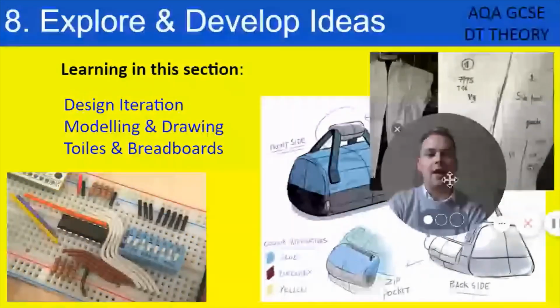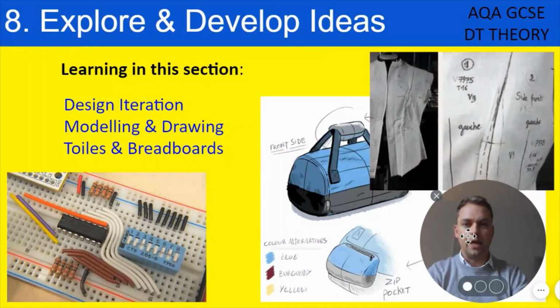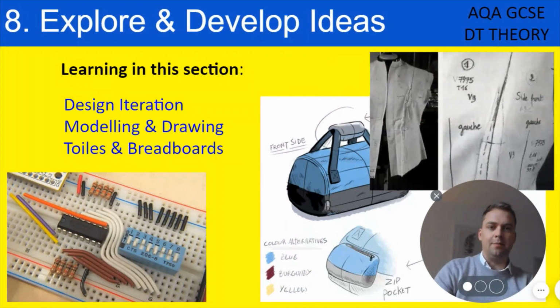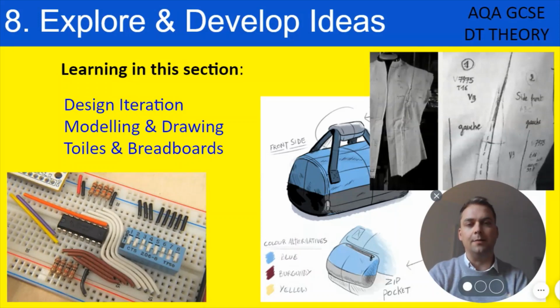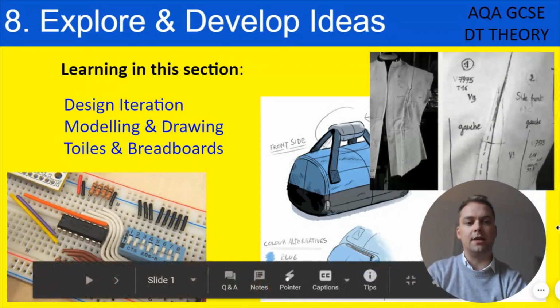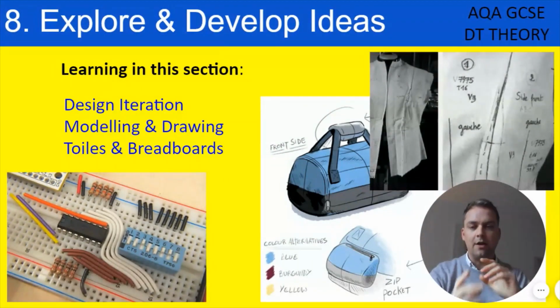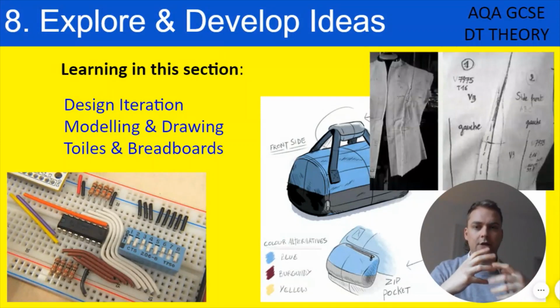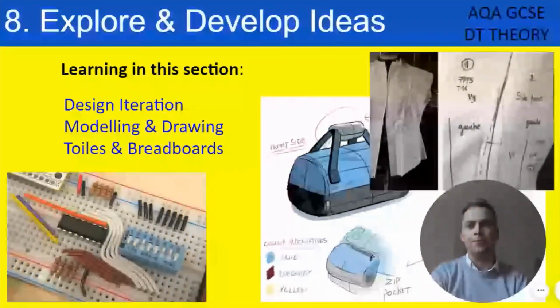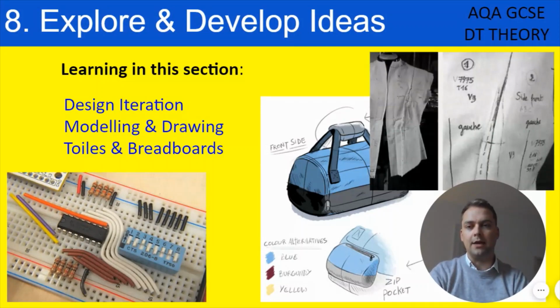Today we're going to have a look at exploring and developing ideas as part of AQA GCSE Design and Technology Theory, specifically product design. So in this section we're going to have a look at design iteration, modelling and drawing, and toiles and breadboards. Okay, so this is topic 8.